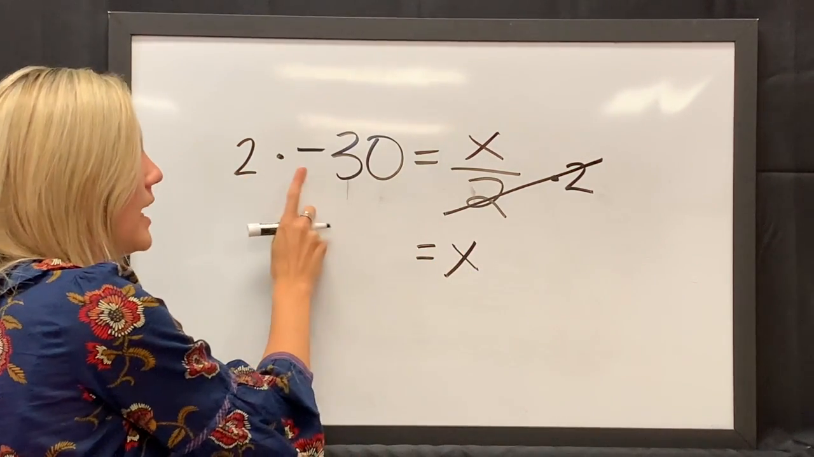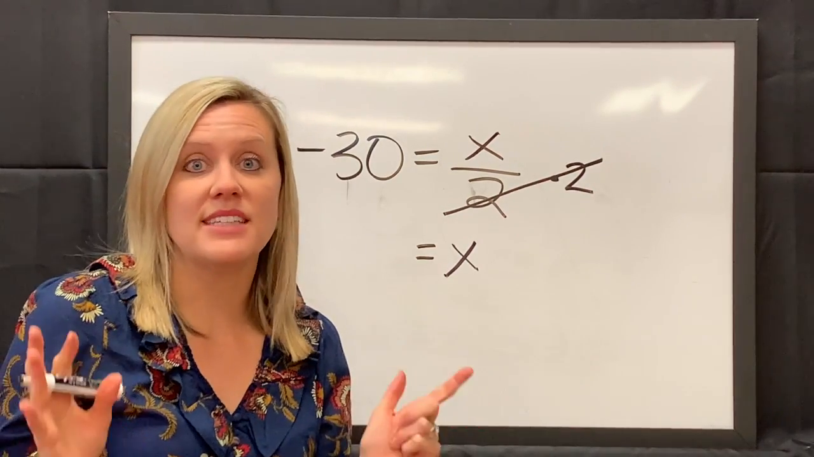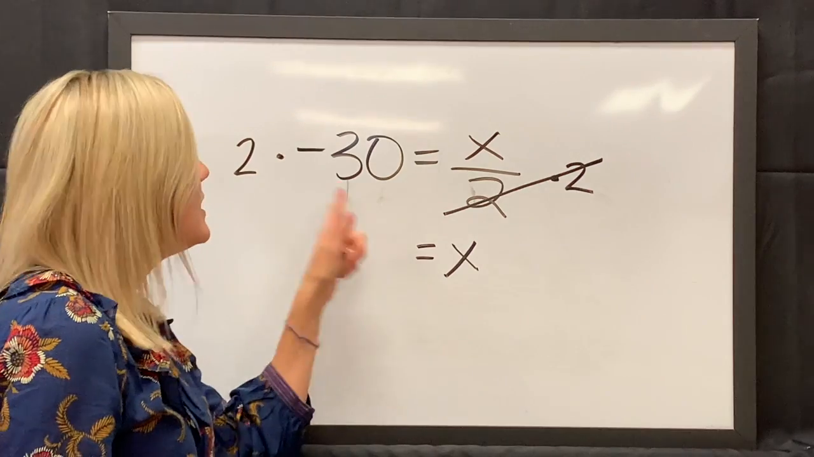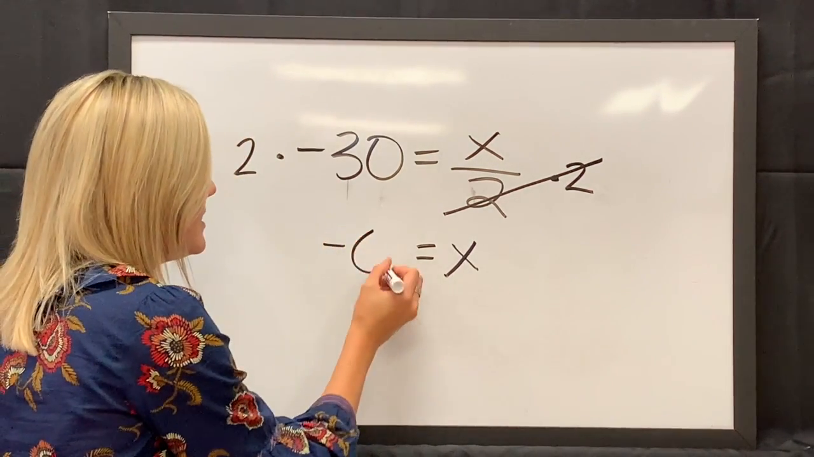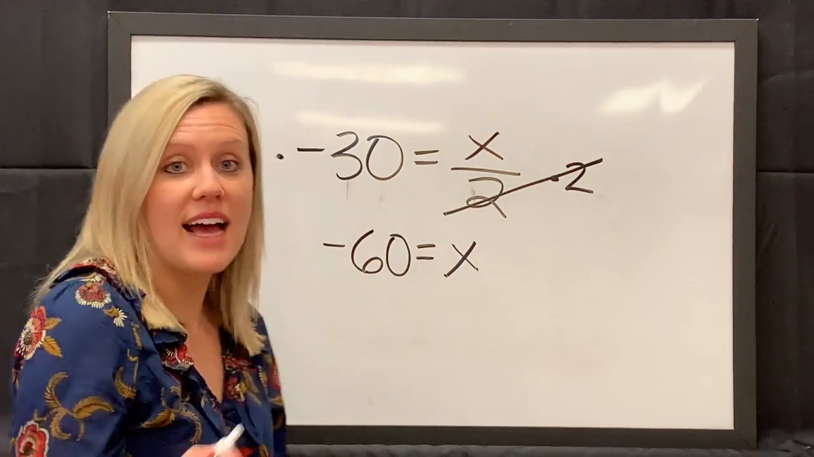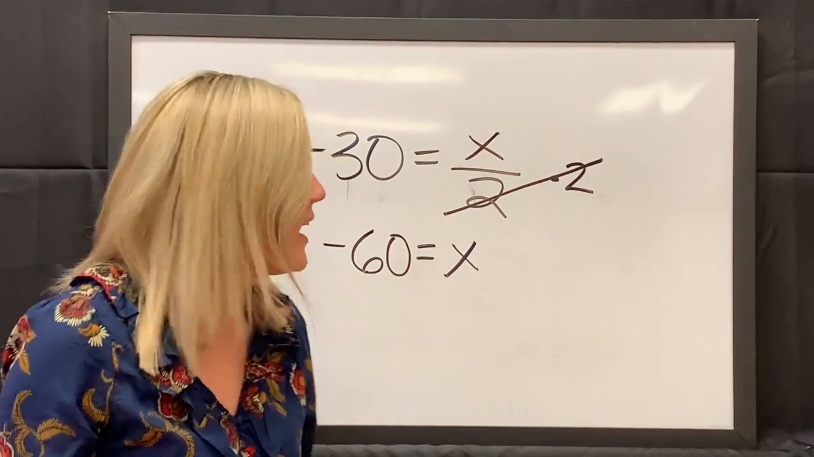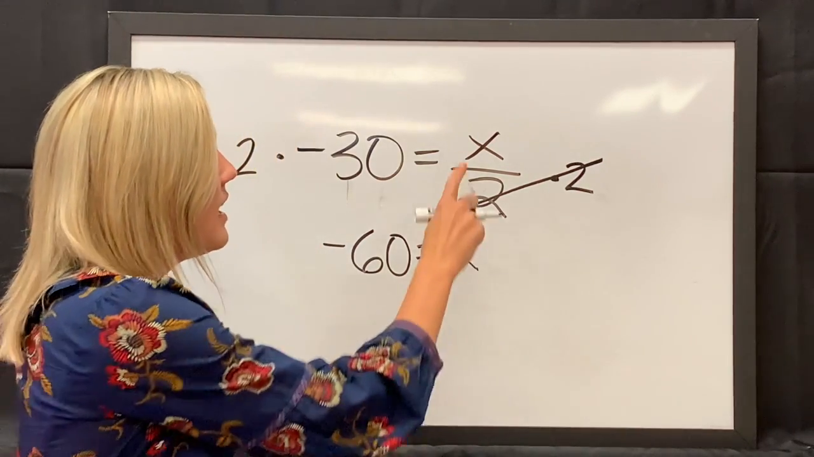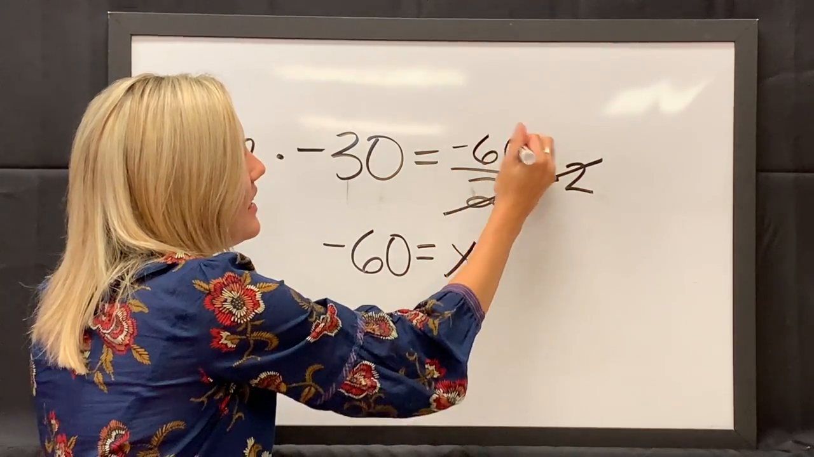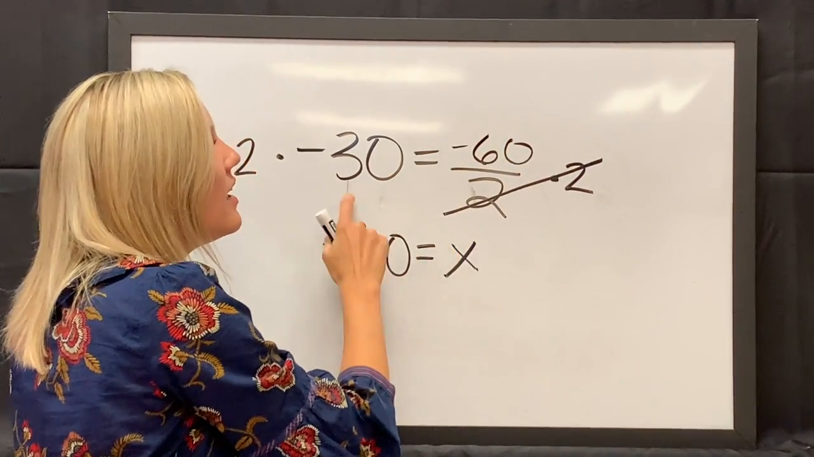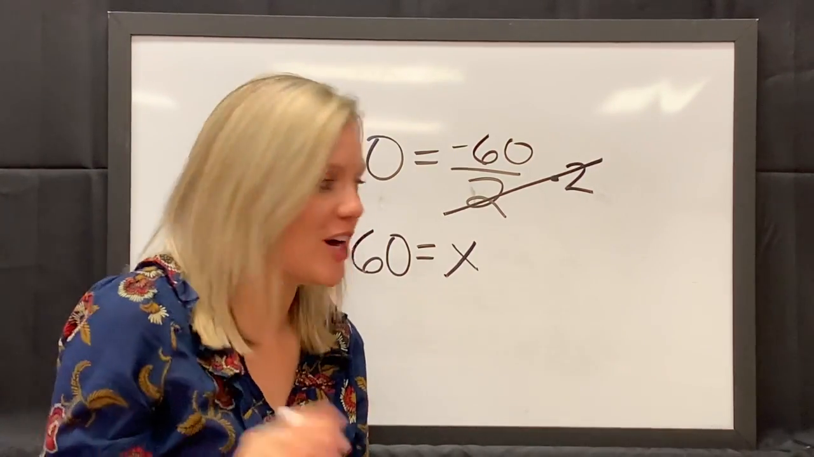Now 2 times negative 30. Remember, a negative times a positive is a negative, and 30 times 2 is 60. So I'm going to get negative 60 is equal to x, or x is equal to negative 60. You can write it either way. Now to check my work, I would say, what is negative 60 divided by 2? That's right, negative 30. Okay, just a couple more.